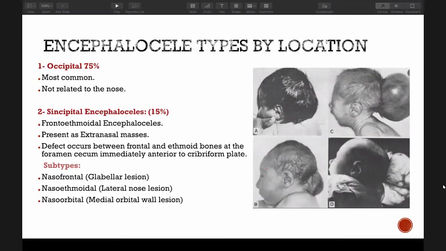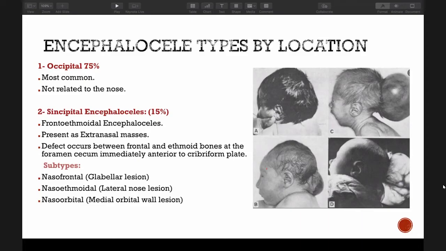Seventy-five percent are not related to the nose. Then we have the sincipital encephalocele. It presents as an extranasal mass, found in 15 percent, including the sphenoethmoidal type. It has three subtypes: nasofrontal, which presents as a glabellar mass; nasoethmoidal, which presents as a lateral nasal mass; and nasoorbital, as a medial orbital wall lesion.